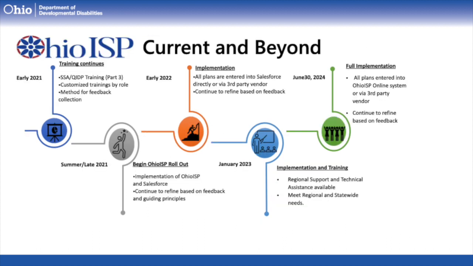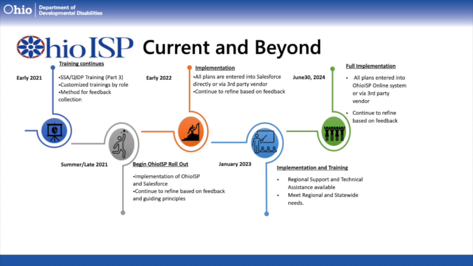Continuing to early 2021, SSA and QIDP training Part 3 is offered. The customized trainings by role and a method for feedback collection was developed. Late 2021, the Ohio ISP rollout began. Implementation of the Ohio ISP continued to refine based on feedback and guiding principles.